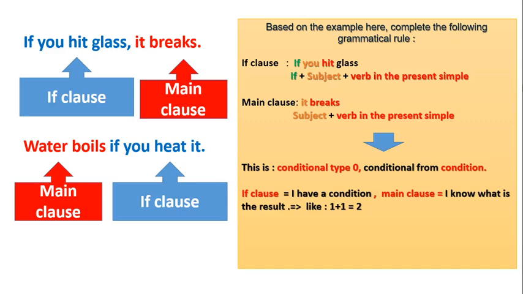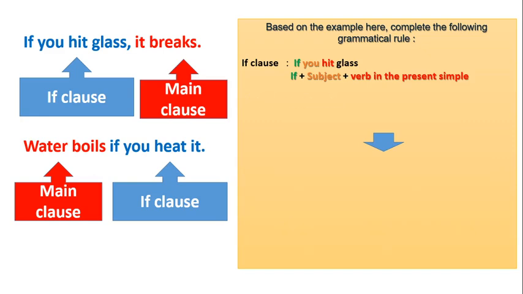So in the if clause, I have a condition. In the main clause, I know what the result is. I am certainly and possibly waiting for something to happen. As I said before, it's like 1 plus 1 equals 2. So we call it conditional type 0 because it's real, it's possible, and it's true. We use it for scientific facts, for real, possible, and true situations.